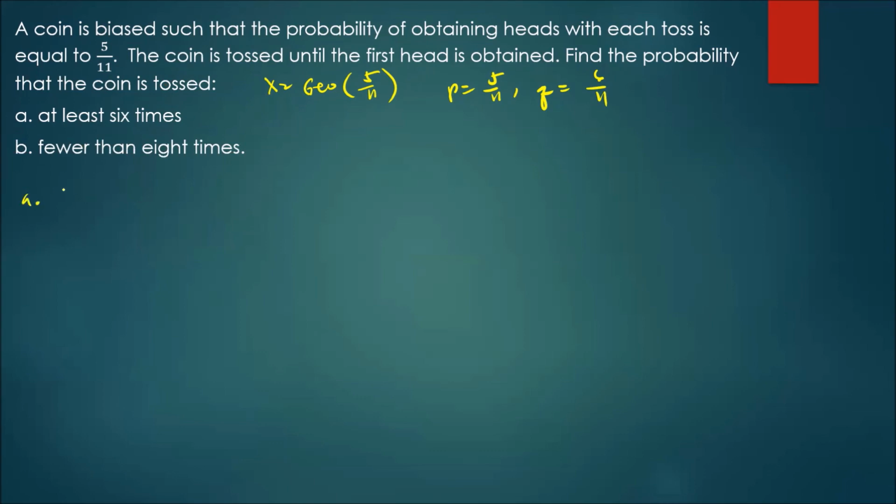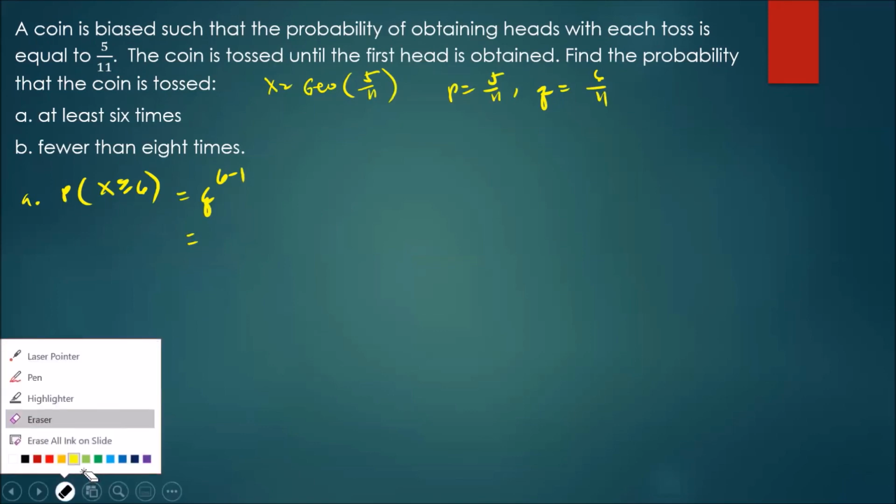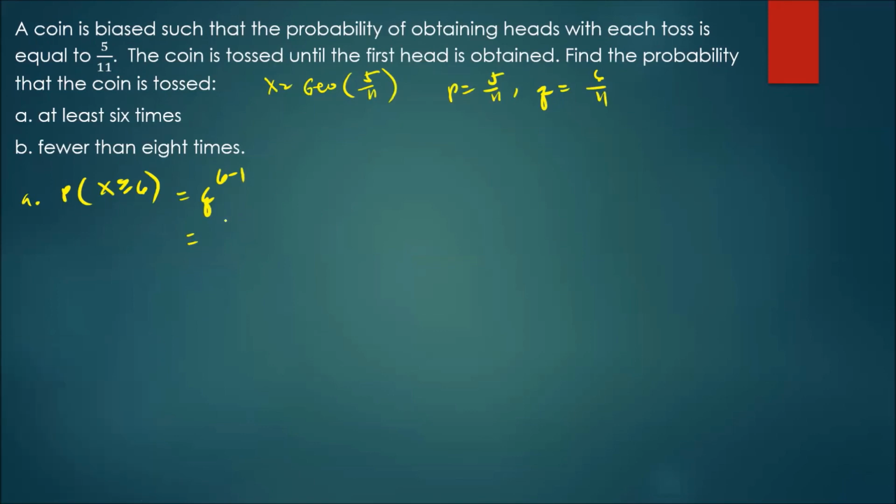So letter A, at least 6 times would be x is greater than or equal to 6, right? Which is equal to q raised to 6 minus 1, which is equal to q raised to the 5th. And we know that q is 6 by 11 raised to 5. Okay. And 6 by 11 raised to 5 would give us 0.0483.